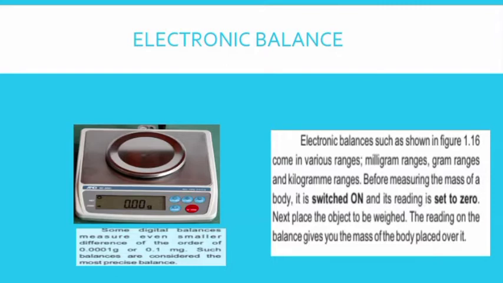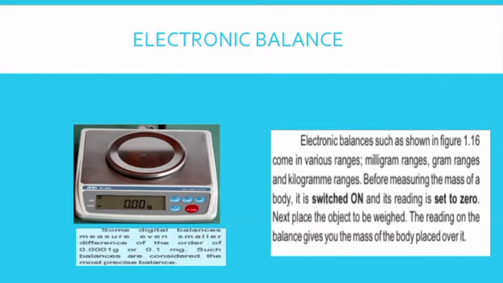Due to their easy operation and fast measurement, their use has spread very quickly. More accurate and reliable measurement is obtained by electronic balance. Electronic balances come in various ranges: milligram range, gram range, and kilogram range. Some digital balances measure 0.1 milligram. Such balances are considered the most precise balances.